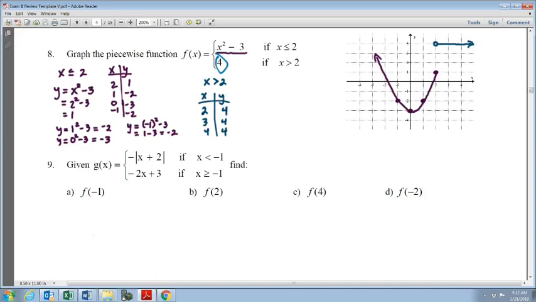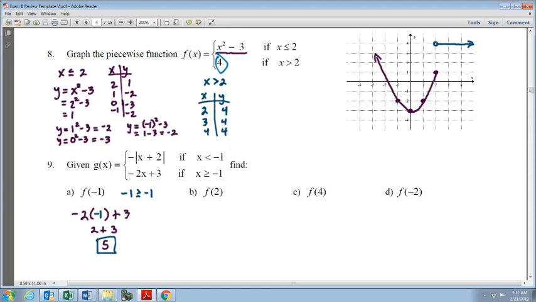So if x is less than -1, we're using this piece here. If x is greater than or equal to -1, we're going to use this piece of the function. So if we plug in -1, -1 is greater than or equal to -1. It's actually equal. And so we're going to use the bottom piece there. So it'll be -2 times our input plus 3. In this case, our input is -1. We're going to get 2 plus 3, which is 5.